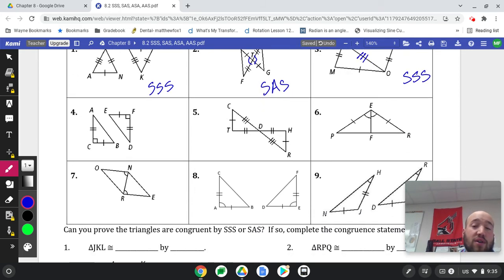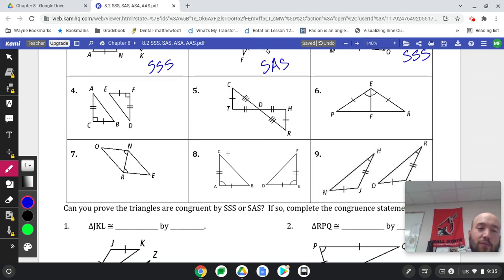Okay, on number 4, we don't actually have to add anything. We already have enough information. There's a side, an angle, and a side. So SAS. On number 5, we have 3 sides marked, so SSS. Number 6, right now there's not enough information, but we can add some. There's a side and there's an angle. The other side we can add right here, EF, is a part of both triangles. If it's part of both triangles, it is congruent by the reflexive property. And at this point now, I have SAS.